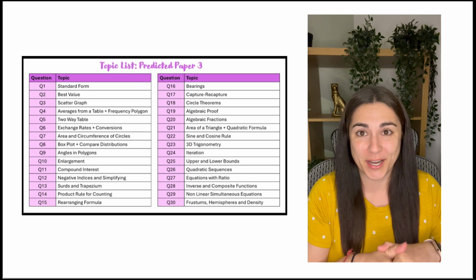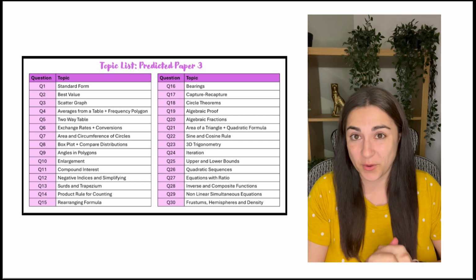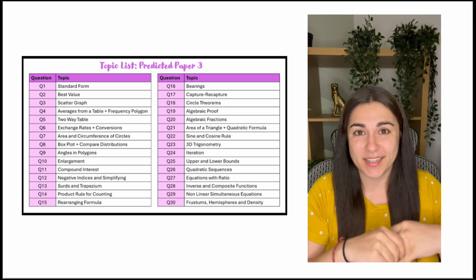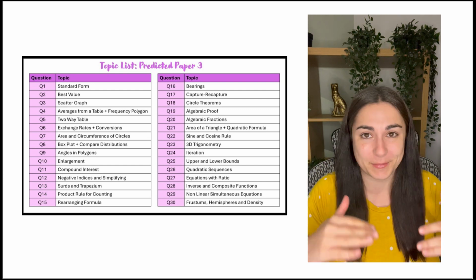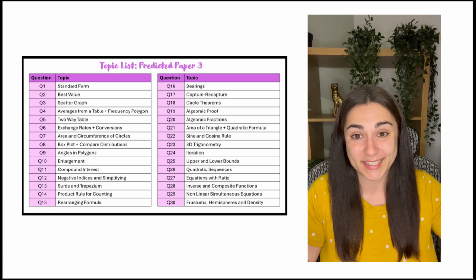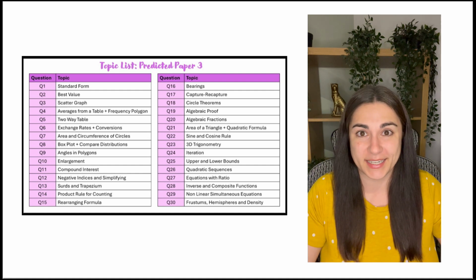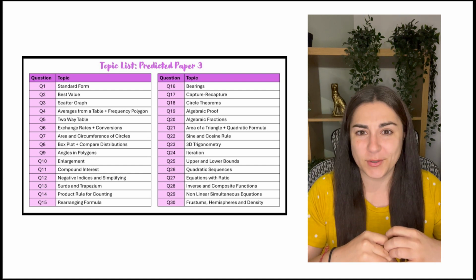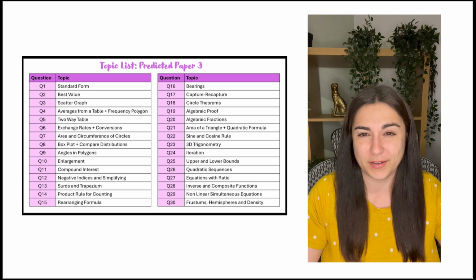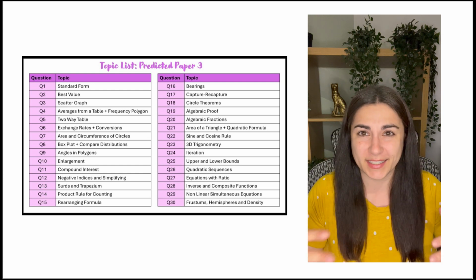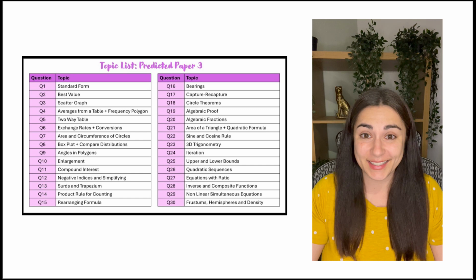We're going to go through the most likely topics that are going to come up on paper 3 for Edexcel Higher on the 10th of June. Like with any predicted paper, I have no clue what's going to come up. It's just my best guess based on what's come up on the previous two and in past years. It's not exactly like a past paper, in that I have given more questions and more marks than would be in a normal paper, just because I want you to be as best prepared as you possibly can. So here's a list of the topics.